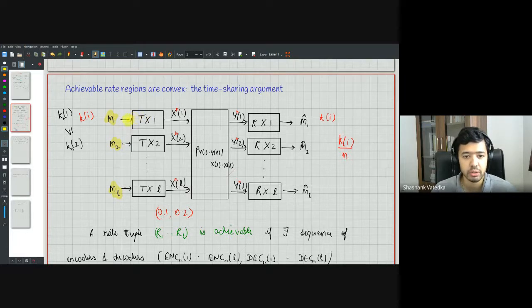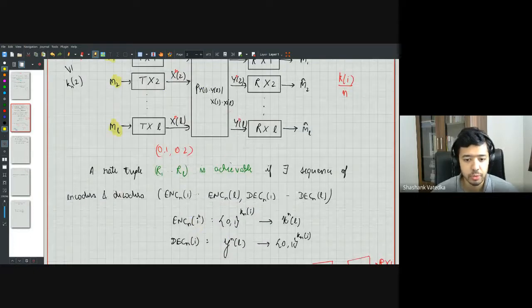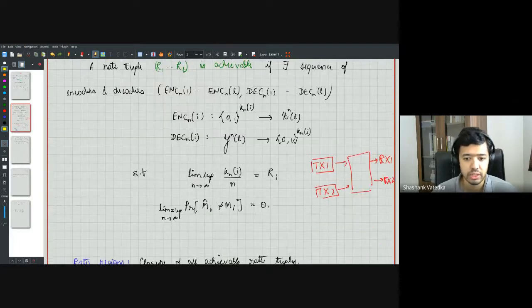So transmitter 1 wants to send k1 bits to receiver 1, transmitter 2 wants to send k2 bits to receiver 2, and so on. For this problem, we want to know in the limit what is ki over n. Remember that each ki is a function of n. As n increases, the number of information bits that you transmit will also increase. So in the limit as n tends to infinity, what are the rates that we can reliably achieve while also simultaneously satisfying the property that the probability of error is vanishing in n.